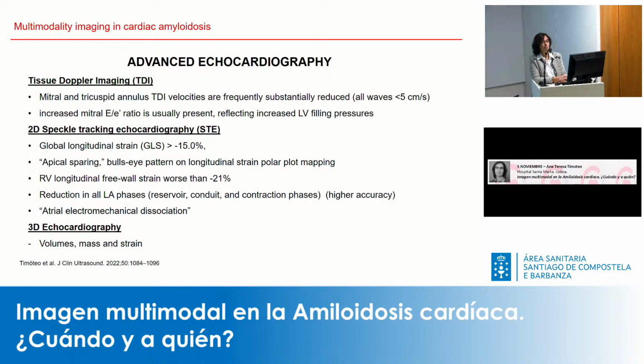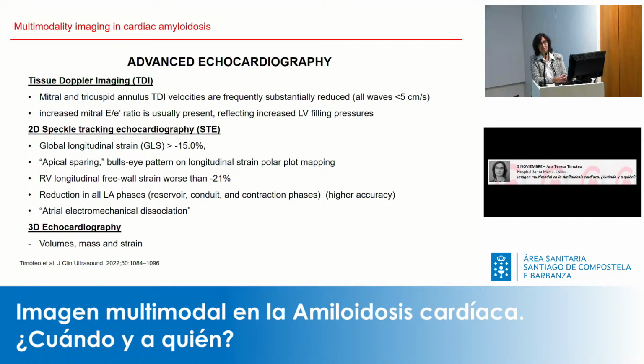There is an apical sparing pattern that I will show in the next slide that we can see in the strain polar plot mapping. Right ventricular longitudinal free wall strain is also compromised. There is also a reduction in left atrial strain in all phases, reservoir, conduit and contraction, that shows a higher accuracy for amyloidosis. And there is also sometimes, in 20% of patients, an atrial electromechanical dissociation.